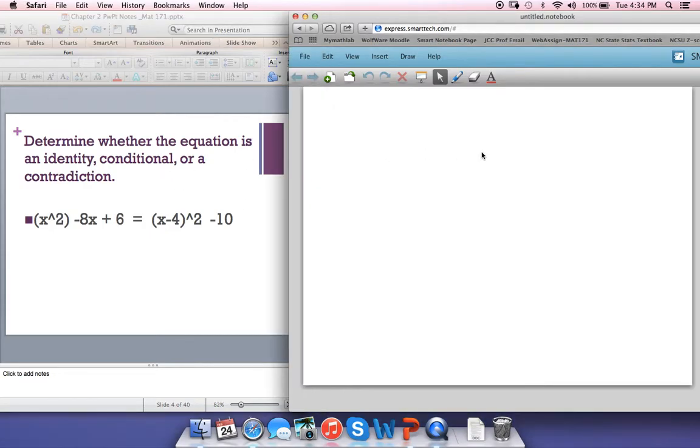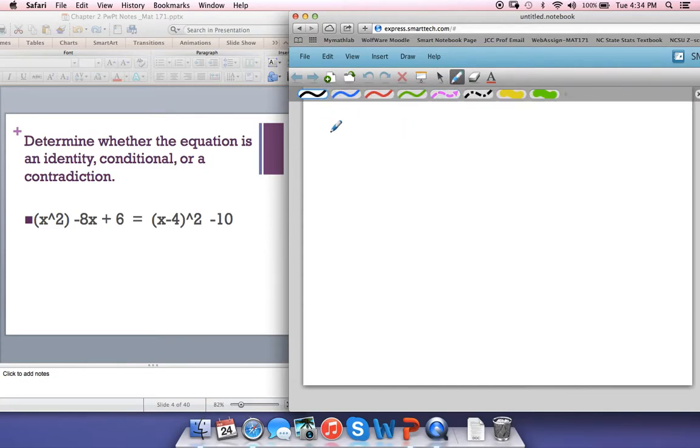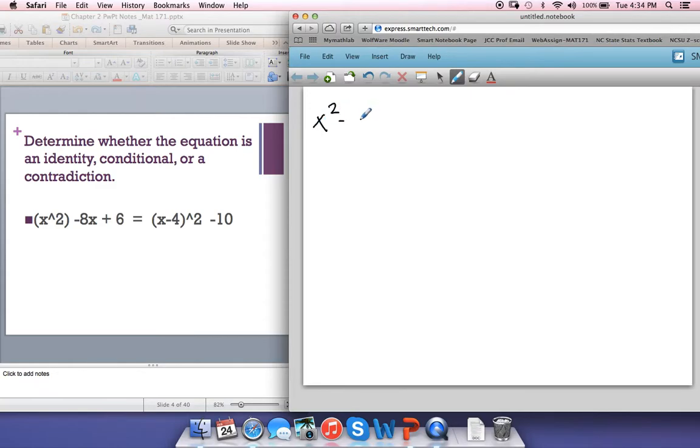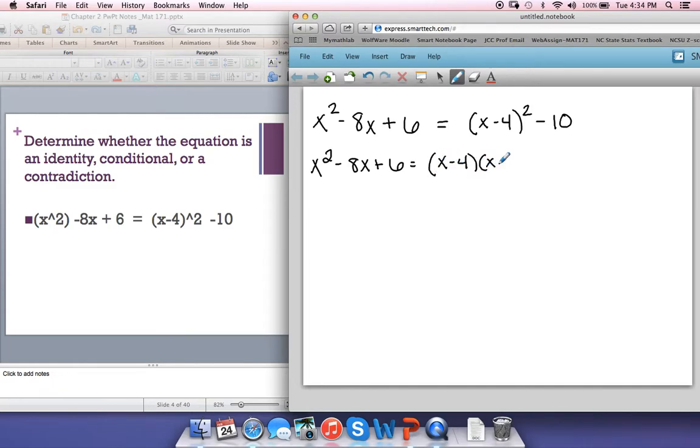You'll see the problem: determine whether the equation is an identity, a conditional, or a contradiction. Okay, so I'm going to write out this equation. We have x squared minus 8x plus 6 is equal to (x minus 4) all squared minus 10. All right. Now, we're going to go ahead and simplify this equation. (x minus 4) all squared is just x minus 4 written 2 times. And you guys already know how to solve this part right here. You're going to do the process of FOILing.